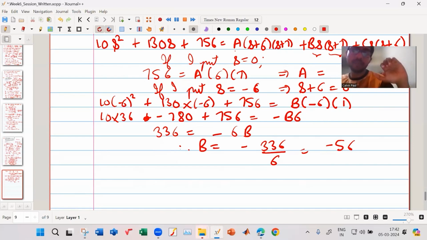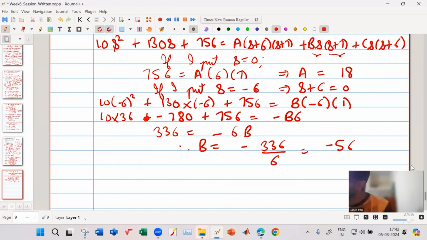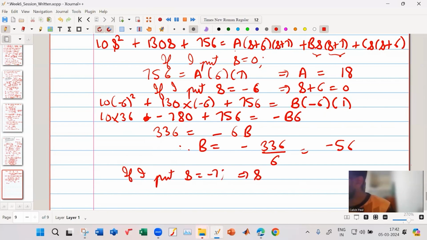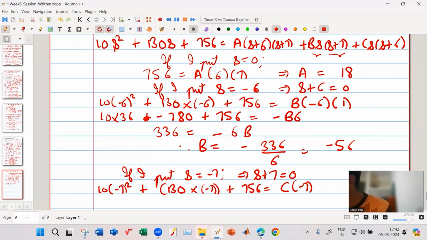All right. Yes, sir. Now I want to find the value of C. So what do I have to put? If I put s equal to minus 7, that will imply s plus 7 is equal to 0. So A and B will go off. So it will become 10 into (-7) square plus 130 into (-7) plus 756 is equal to C into (-7) into (-7 + 6).